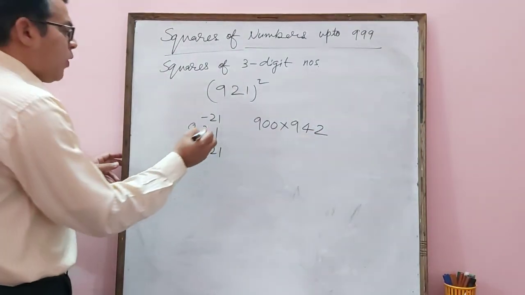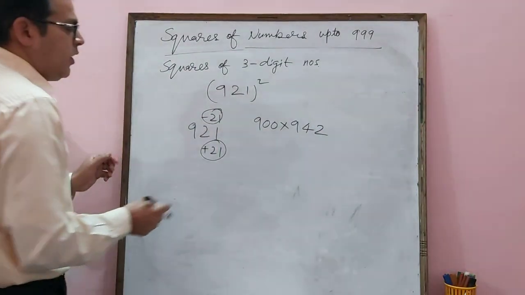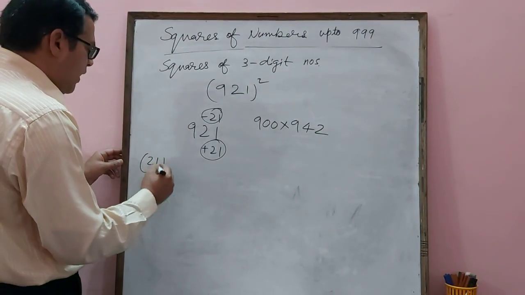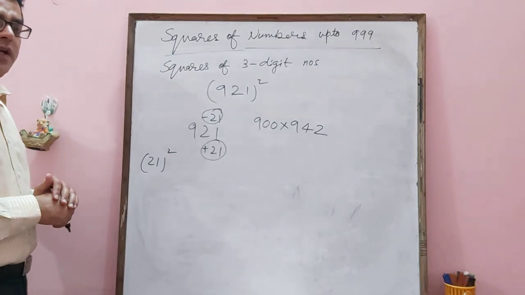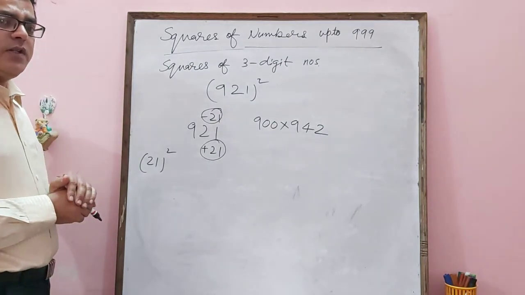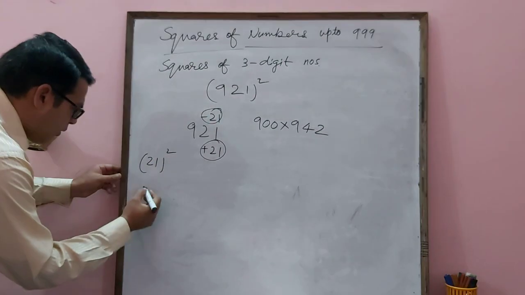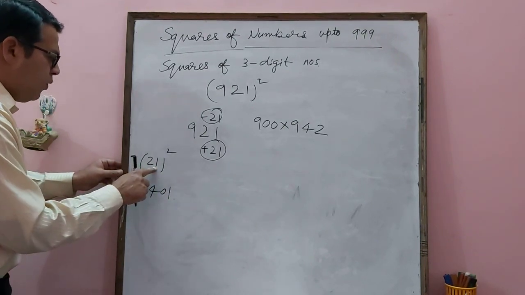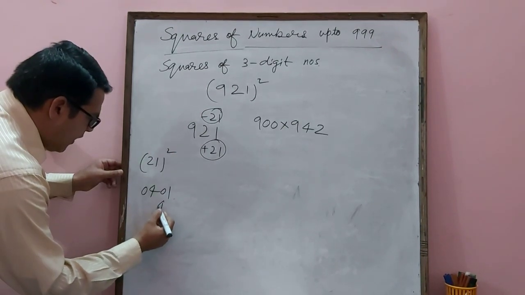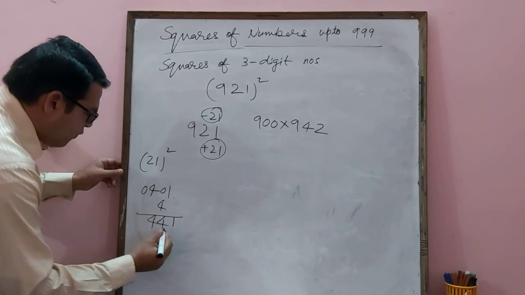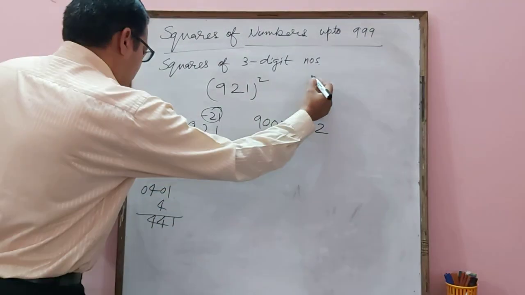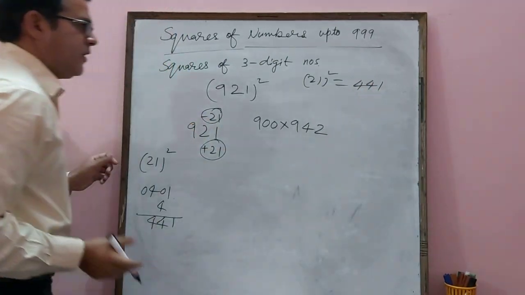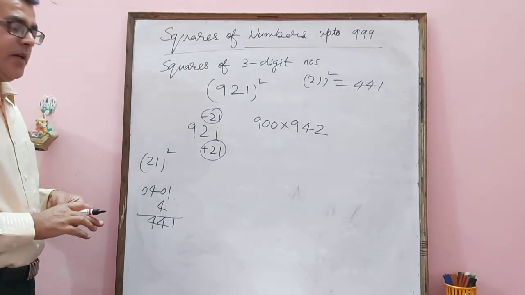Right? And the square of 21 now you need to find. So for the square of 21, you can use the previous method that we discussed for 2-digit numbers. What to do? Square of 2 is 04, square of 1 is 01, and 2 1s are 2, 2 2s are 4. We can write 4 here. So 1, 4, 4. So 441. 441 is the square of 21. We can write it by using this previous method.